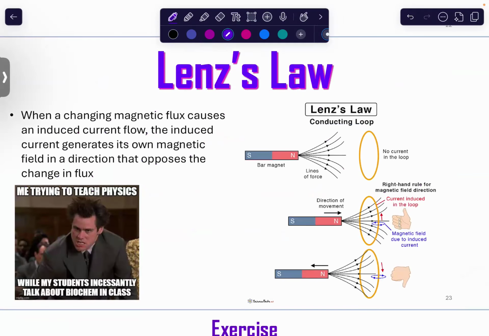Okay, Lenz's law. This one's harder to visualize. So this is about a changing magnetic flux through a surface, okay? So as magnetic flux changes through a surface, like in this case, you have a coil. The current induced in the coil will move in the direction that causes a magnetic field that resists the change in flux.